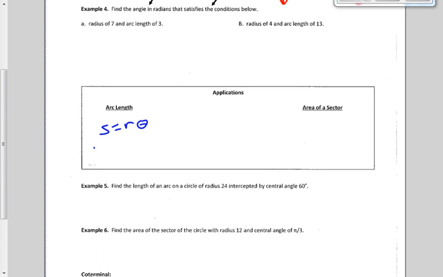And the R is radius, the S stands for arc length, and the theta is the angle, except that that angle is in radians. Okay, so that's an important part, is that it has to be in radians.